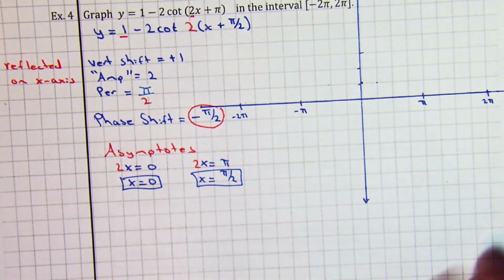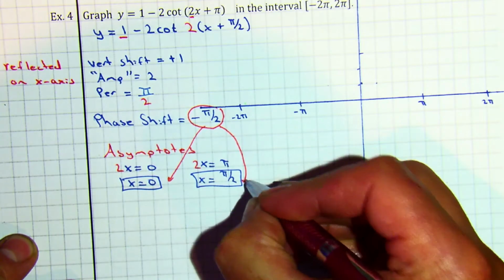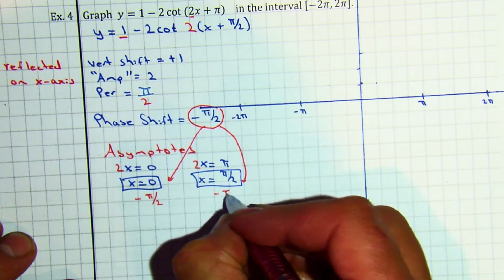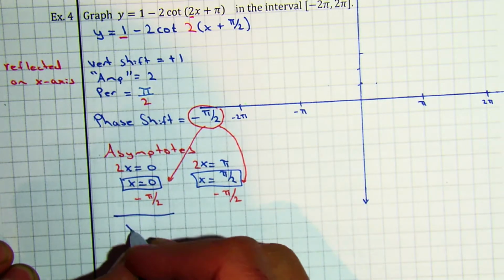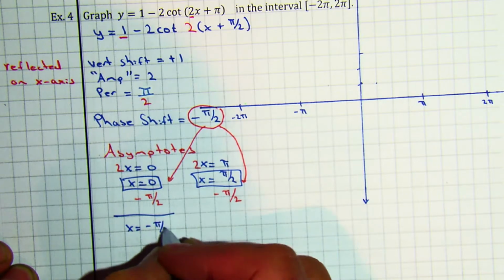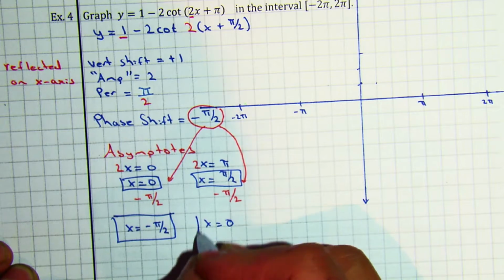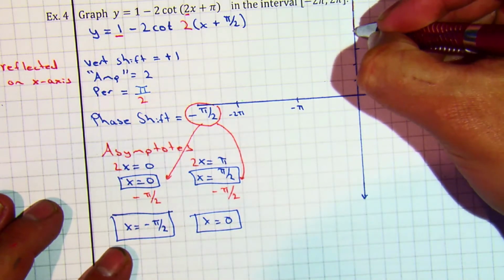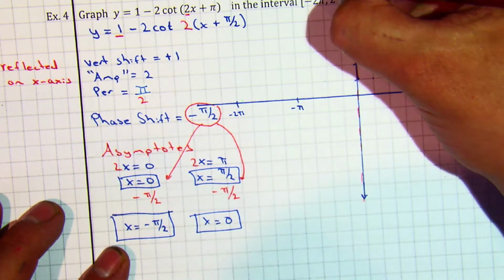Now the best thing to do is to actually just take your phase shift and add it to both. In this case, minus pi over 2, minus pi over 2. So therefore my asymptotes will be x equal to negative pi over 2 and x equal to 0. 0 is still one of my asymptotes. Negative pi over 2 is here.